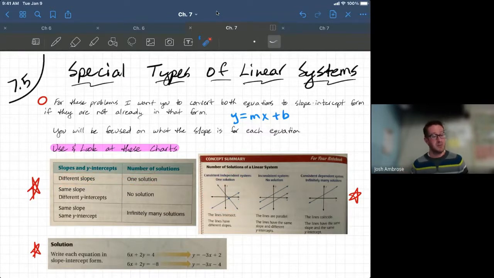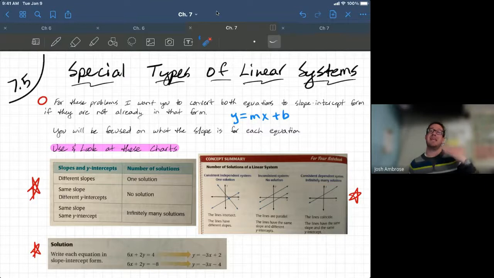Now, if we have the same slope, then you need to look at the y-intercept, because there are two different situations. Let's say we have the same slope but a different y-intercept. We are looking at no solution, which makes parallel lines. So hear that again: same slope, but different y-intercept, no solution. We are looking at parallel lines.